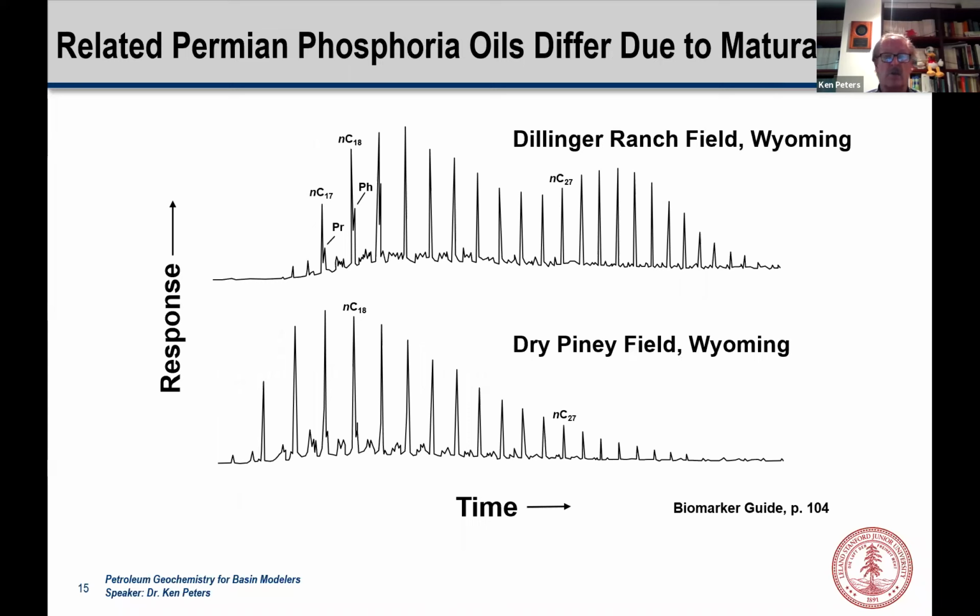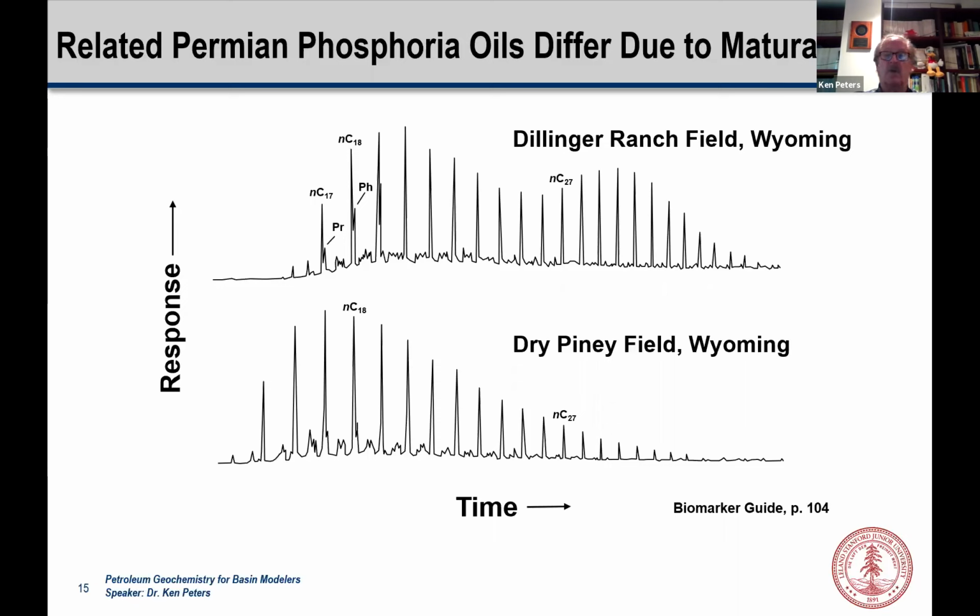Here's another example of some gas chromatograms. These two oils are also genetically identical. They came from the same source rock in Wyoming. But this one, the lower one here, is a little more mature. It's thermally more mature than this one. How do I know that? Well, I look at biomarker stereoisomer ratios, and I can see this one is clearly more mature.